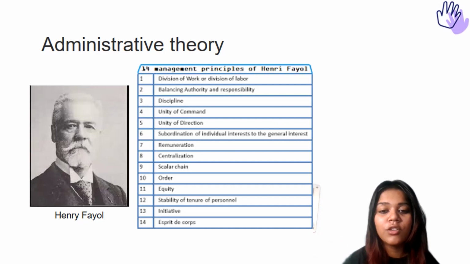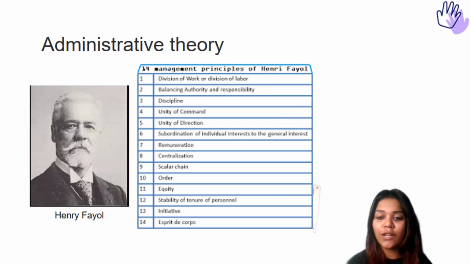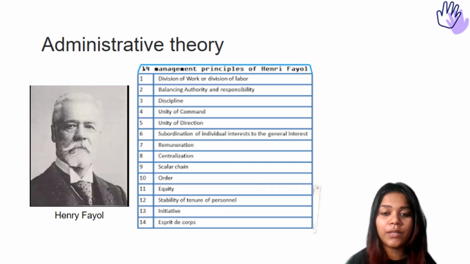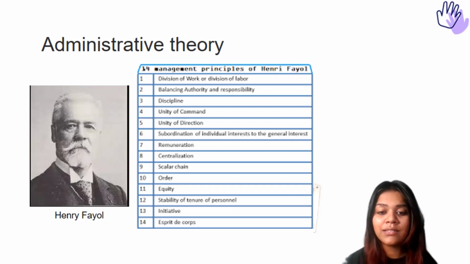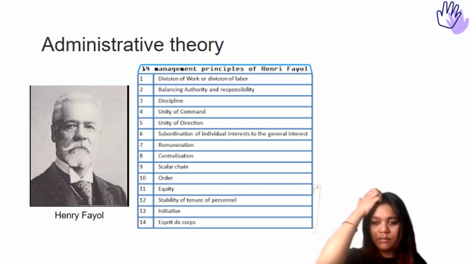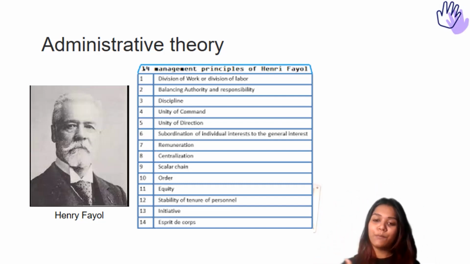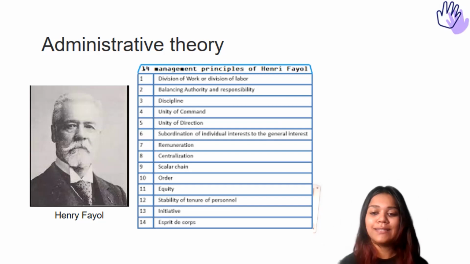Scalar chain. So scalar chain means line of authority from top management to the lowest rank. This is what scalar chain simply means. So communication should flow through this chain only, from top to bottom. And it can be skipped only when it is detrimental to the organization. So it was suggested by Fayol that the top to bottom communication channel should be followed, and it can be broken only when there is no other choice left.